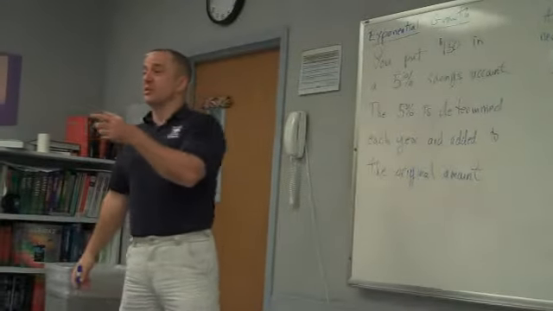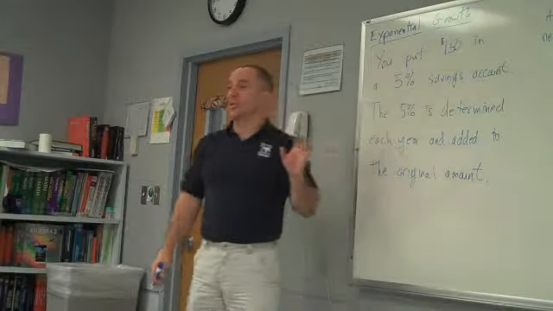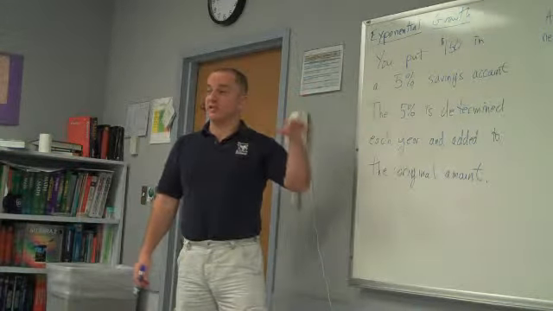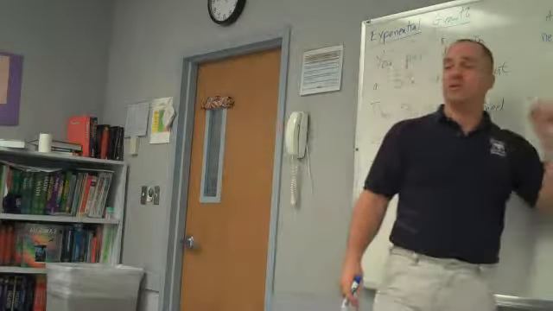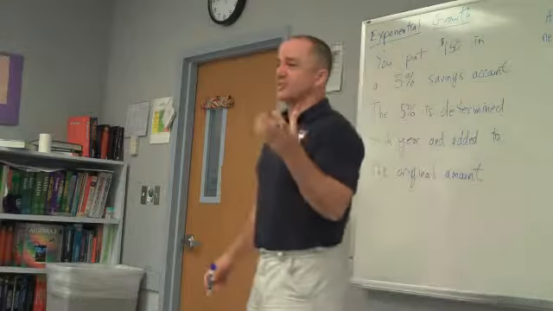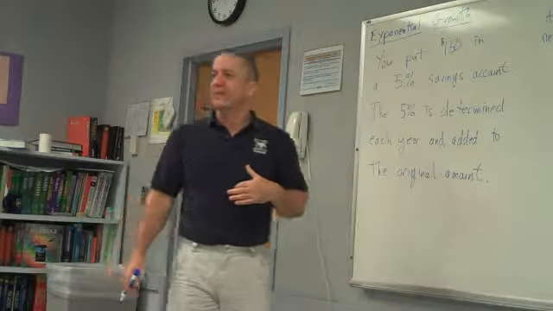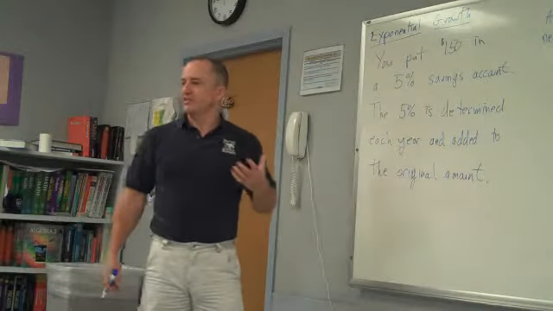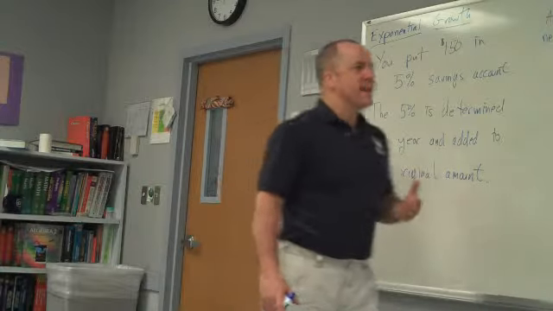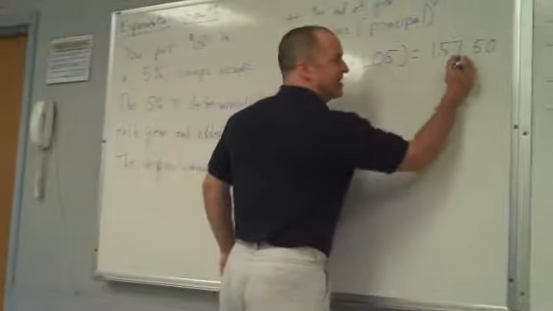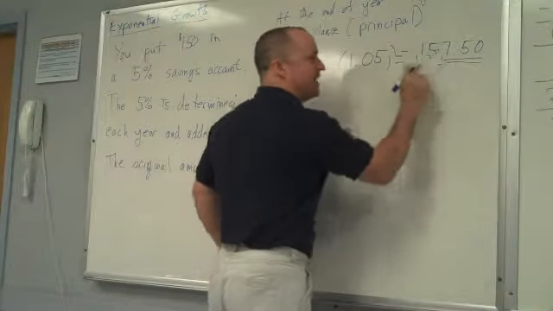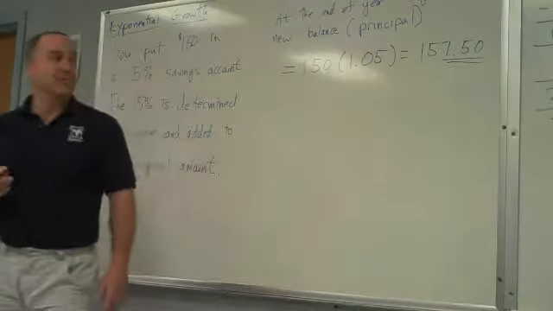Layla, what you were doing before when we were doing the depreciation, figuring out 5% if you don't have a calculator, would be a good way to think of this too. Find the 10%, cut it in half. But in this case, it's faster to just multiply. Now, this $7.50 that got added to the 150, that's your 5%.